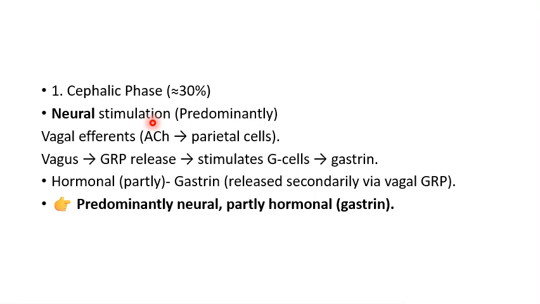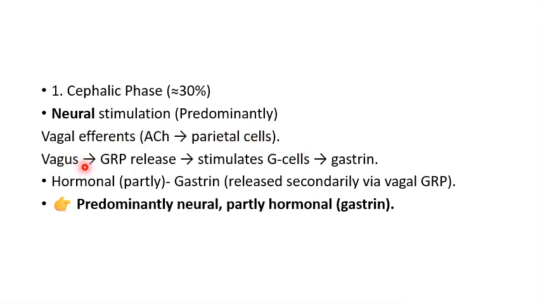exposed? When you see the food, the sight, smell, thought, and the taste of the food, it will activate the brain higher centers like the cerebral cortex and hypothalamus, and they send the stimulus to the vagal nuclei in the medulla, and through the vagal efferents, acetylcholine is released in the stomach. This acetylcholine acts on the parietal cell on its receptor, and it stimulates the HCl secretion.